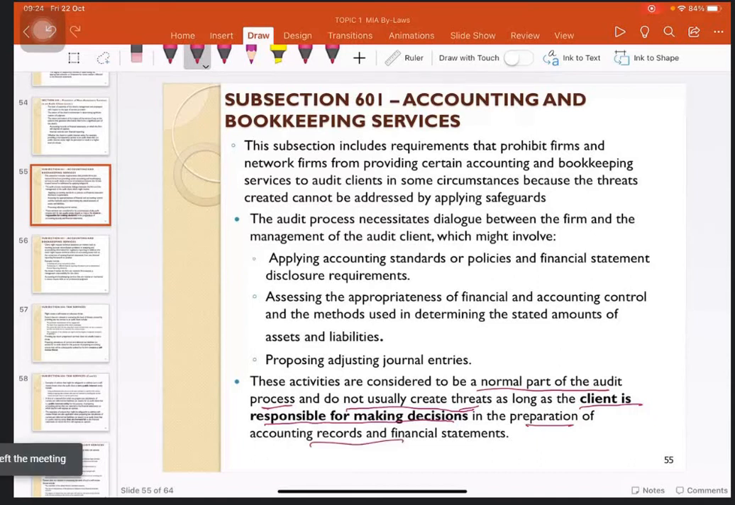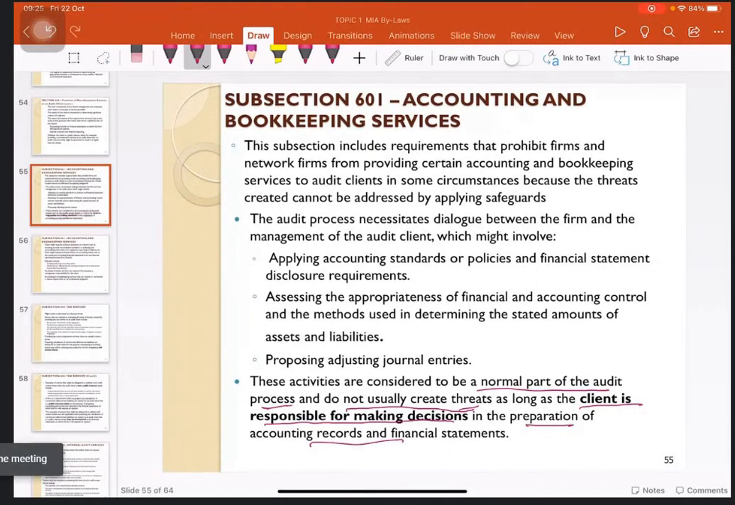Untuk accounting and bookkeeping services, normally tak ada masalah sangat for the big audit firm. Sebab big audit firm kita ada separate person, okay? Kita ada audit department as well as accounting and bookkeeping department. Normally the audit firm akan hantar different person ataupun different team to prepare ataupun to help client preparing the financial statements and another team untuk audit that financial statements. So under that situation tak ada masalah sangat lah, okay?